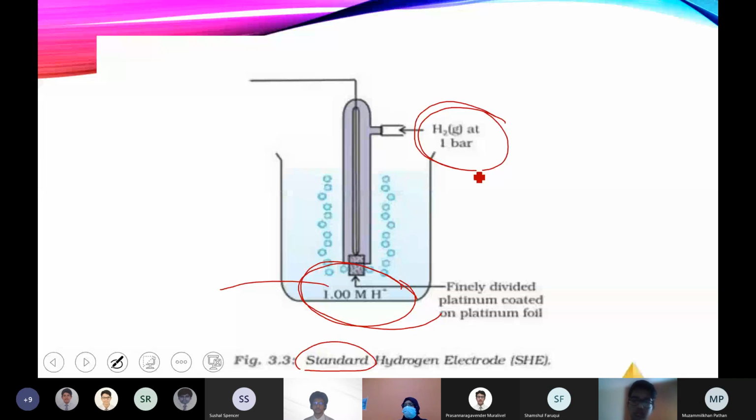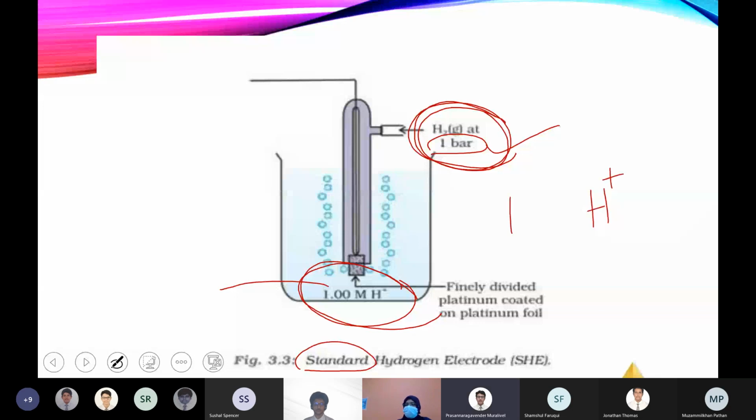If an electrode is a gaseous substance instead of a metal, then that gas should be taken at 1 bar pressure. If it's a metal, pressure has no influence, so you don't have to specify the pressure. But if you're talking about a non-metal as an electrode, then the pressure should be 1 bar. Then only you can call it a standard hydrogen electrode. Or if it's another electrode, then we call it a standard electrode potential. Right? 1 molar H+ ion means any solution containing H+ ion.